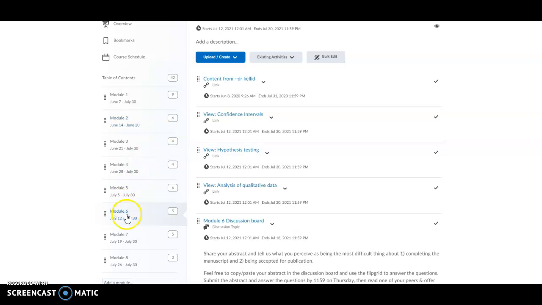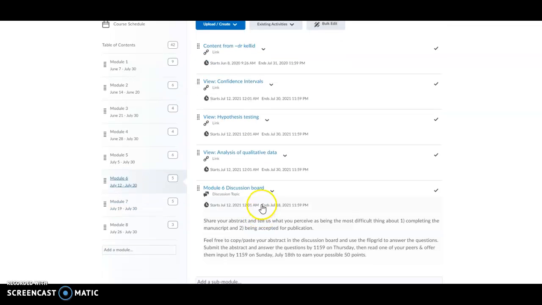Then in our Module 6, we've got our content here, viewing on confidence intervals, hypothesis testing, analysis of that qualitative data, and then our discussion board here. And our discussion board here is talking about the abstract that you'll be writing and sharing with your group so that we can have a good understanding of what you found out with that abstract.